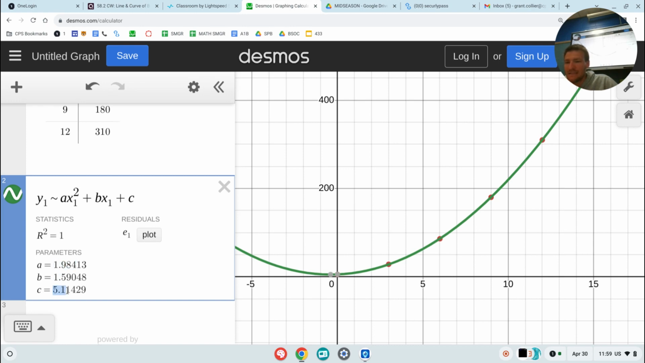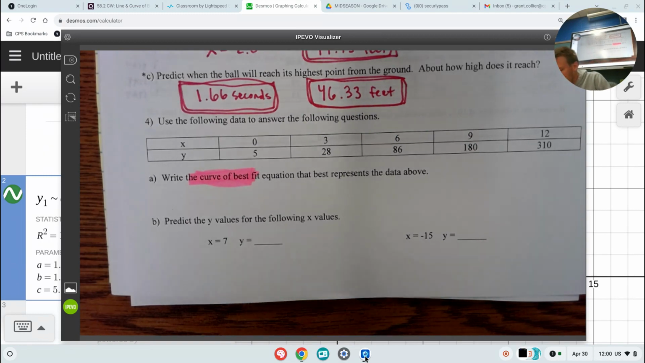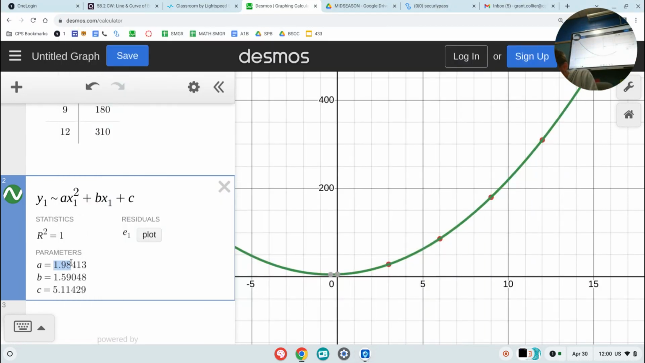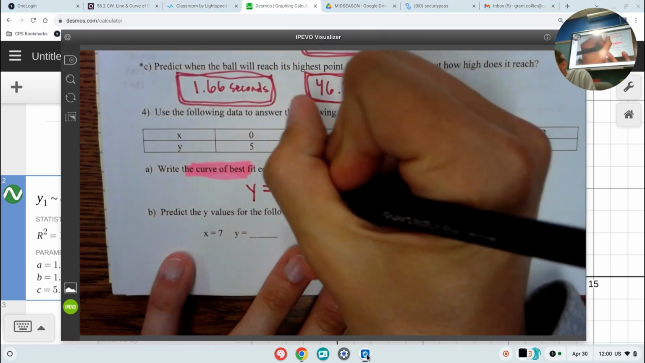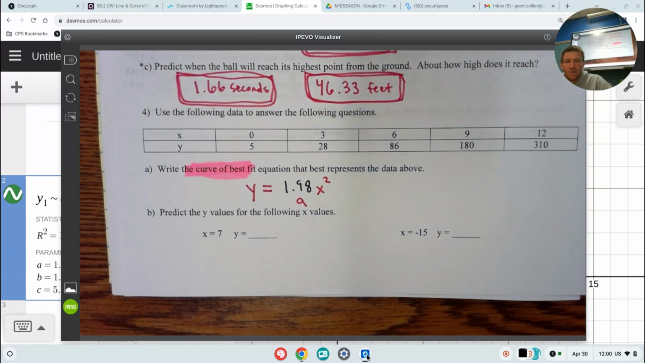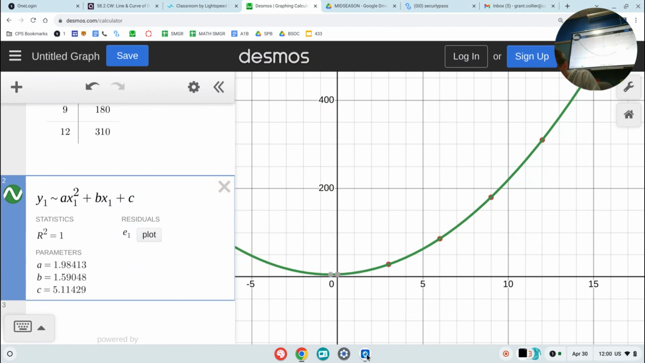We have the parameters A, B, C. That's going to help us with our equation. And if I read this here, it says write the equation. So I'm going to use ABC. First of all, y equals A, and A needs to be 1.98. And then you put the x squared on there. Up next is going to be plus the b, and the b needs to be 1.59. And then we're going to put an x on the b. And then we're going to finish with the c, and the c is 5.11. It's not going to round up.